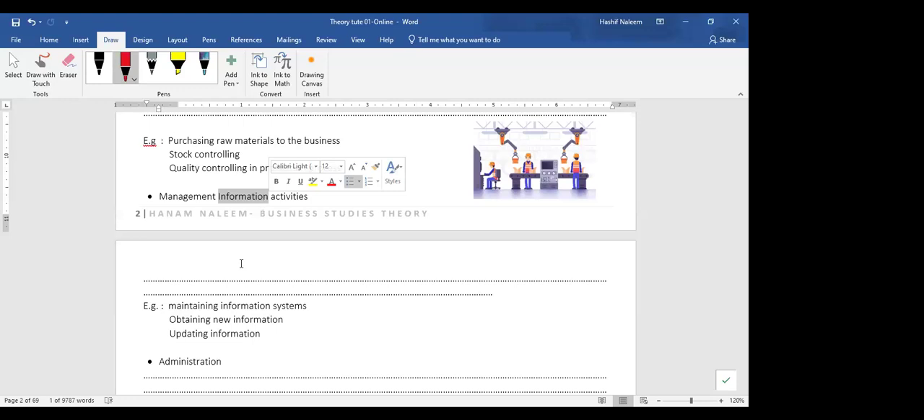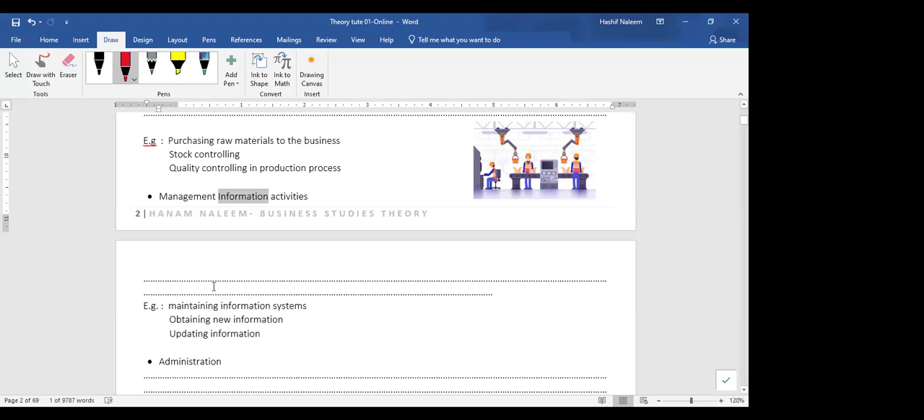Is it clear? See the example: maintaining the system, obtaining new information and updating information. Simple. You are getting your customers' information, which is new information, and you are putting it into your system, which is updating the information, and you are maintaining it. Whenever you call customer care, they'll ask, sir, can you say your identity number? Once you give that, every detail is there. So that activity is called the management information activity.